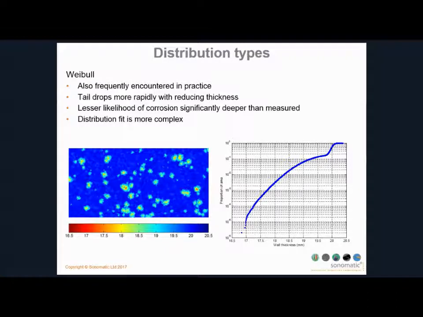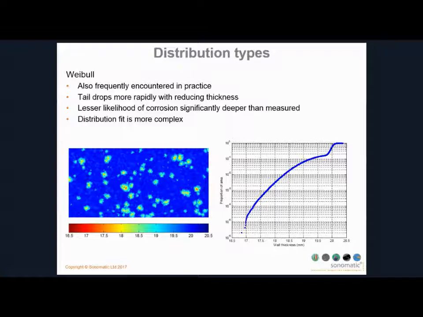Another distribution that's frequently encountered in practice is a Weibull distribution. The main difference between this and an exponential distribution is that the tail drops more rapidly with reducing thickness. And you can see that in the graphic on the right here, where the tail tends to continuously drop off as we move from right to left. Basically what that means is that there's a lesser likelihood of corrosion that's significantly deeper than what's measured. There does tend to be a sort of limiting depth for the maximum corrosion.